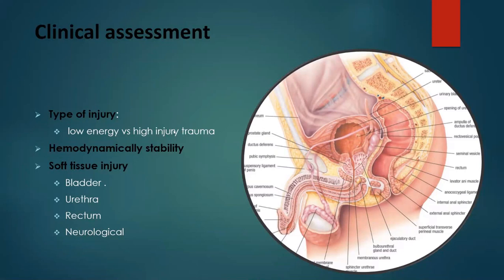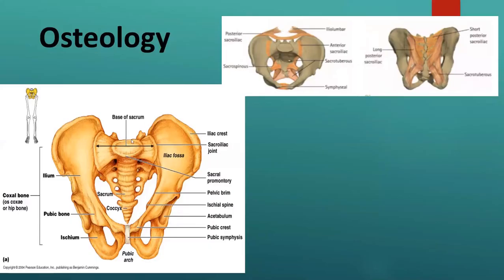The type of injury will affect the outcome of the pelvic fracture. We have low energy versus high energy trauma. In low energy trauma, we have an isolated pelvic fracture, for example an avulsion fracture, which will not disintegrate the ring of the pelvis.